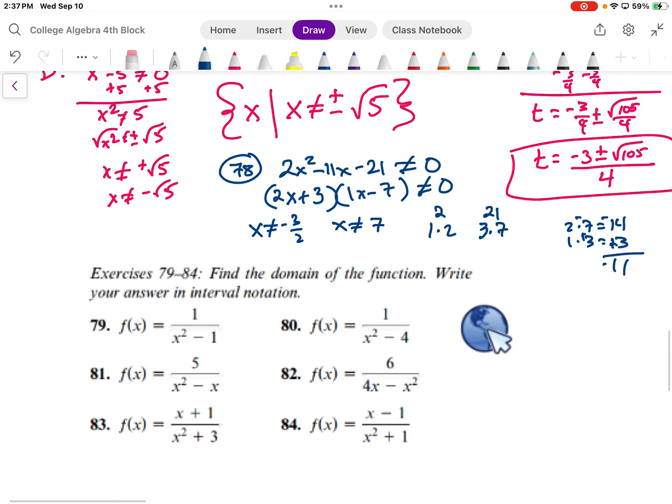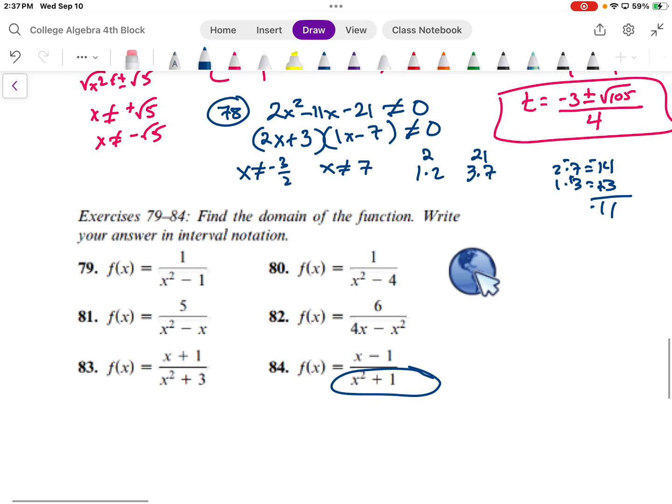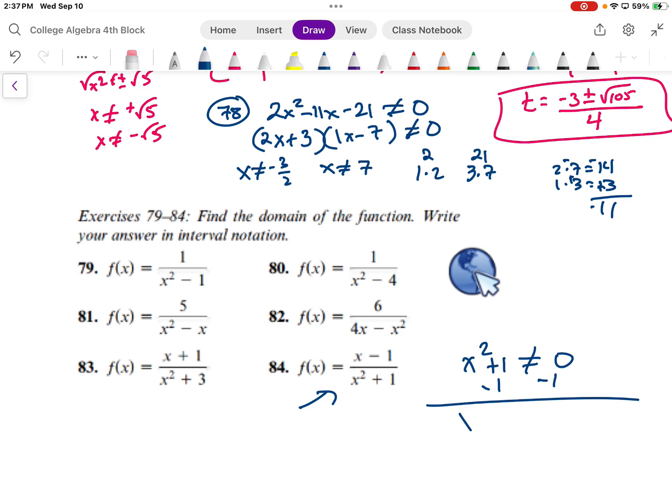So interval notation, remember that's where we're probably going to have to use the unions. Let's look at 84. As we look at 84, x squared plus 1 is not allowed to equal 0. So x squared can't equal negative 1. I square root both sides.